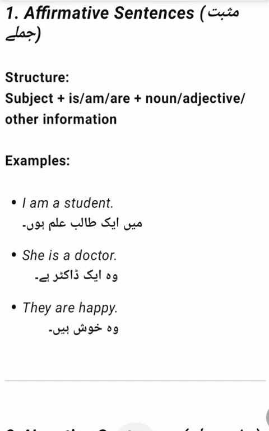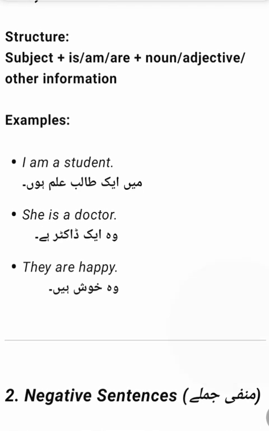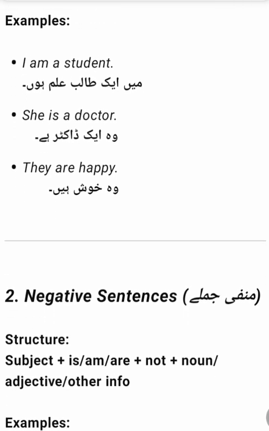Affirmative sentences. Structure: subject, is/am/are, noun, adjective, other information. Examples. I am a student. She is a doctor. They are happy.